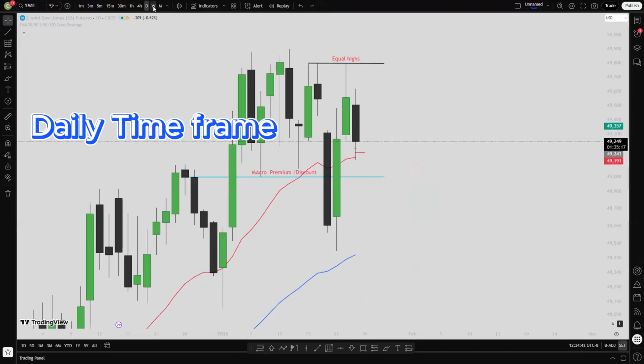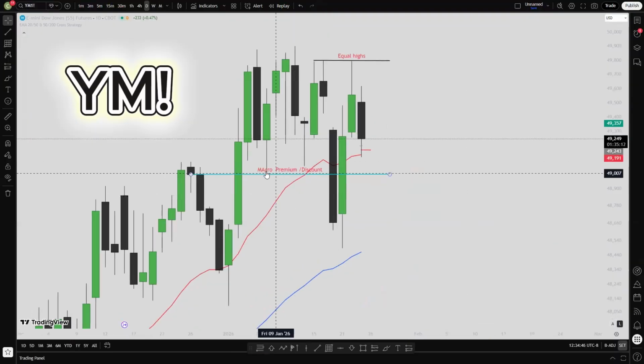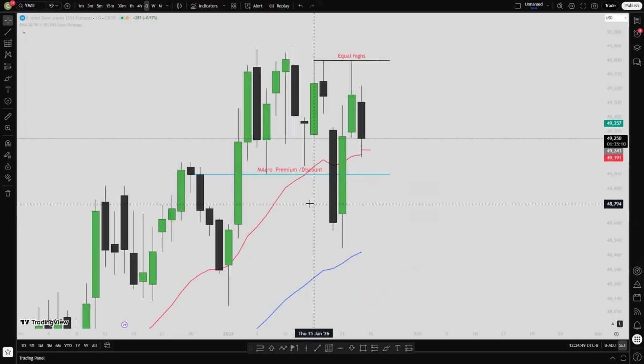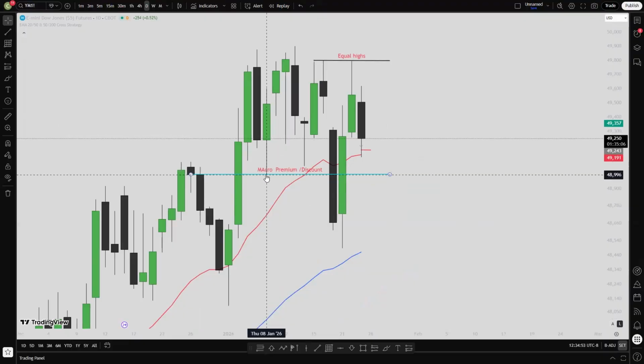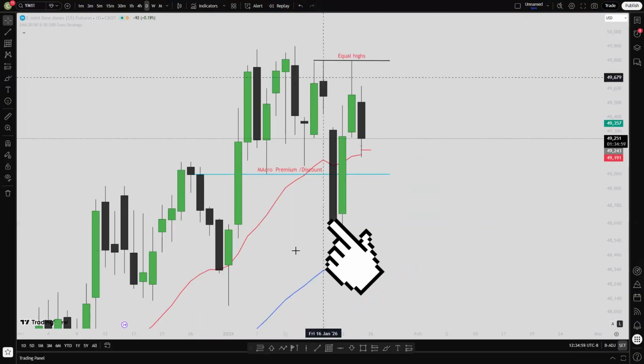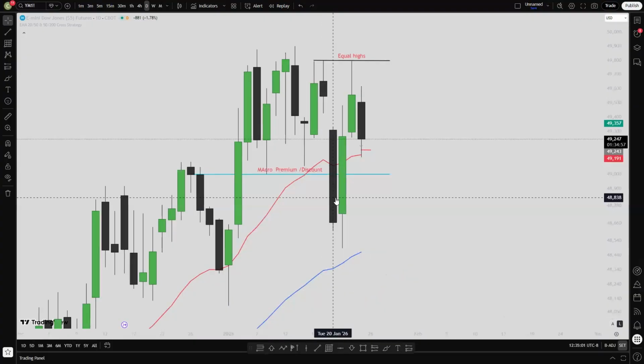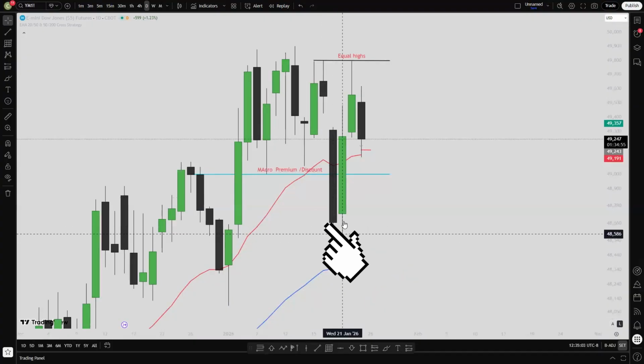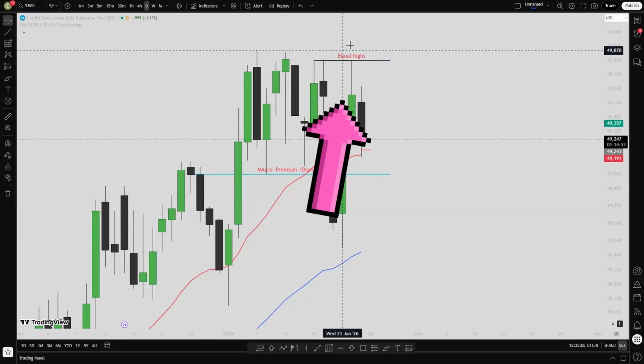And we're on the daily chart. And we have this macro premium discount that I always pay attention to. So you can see this would be the macro scale of determining the premium range up here and the discount range down here. And you can see the price already came down into this discount range here on Tuesday, and then we had this expansion up. So that's how you know when it leaves one area to the next.